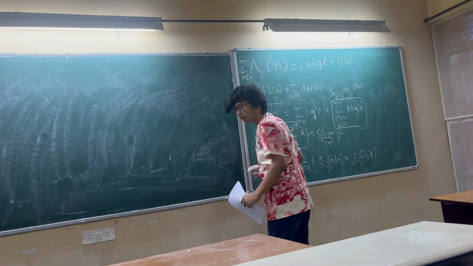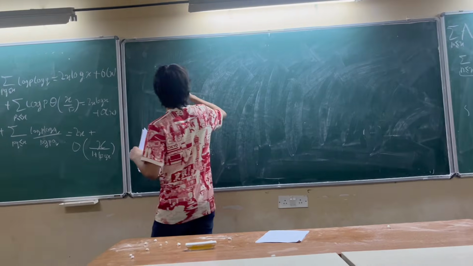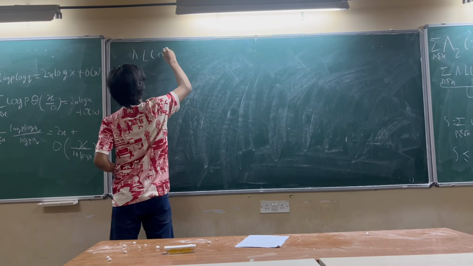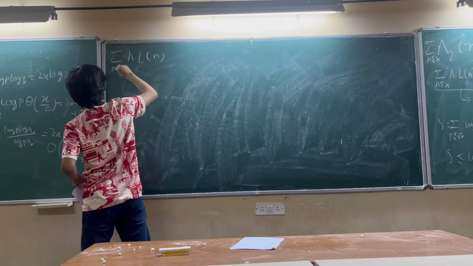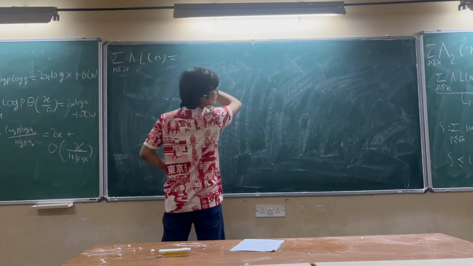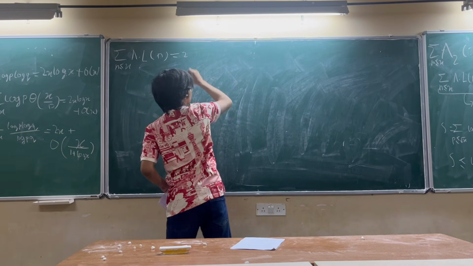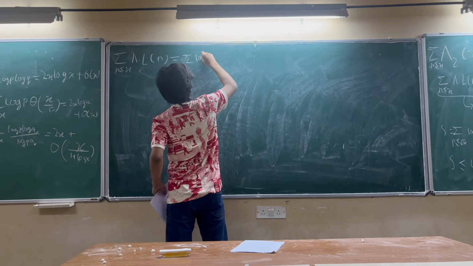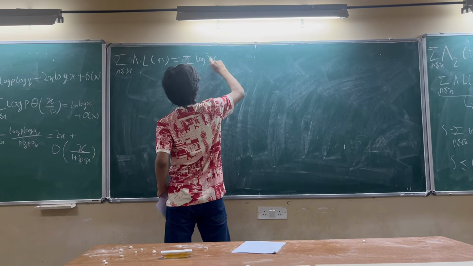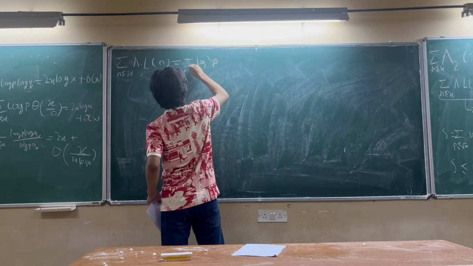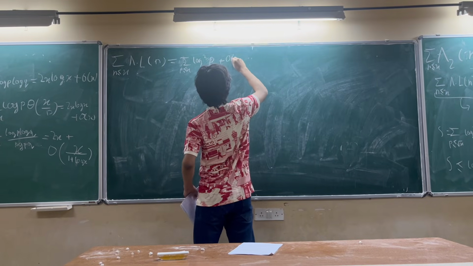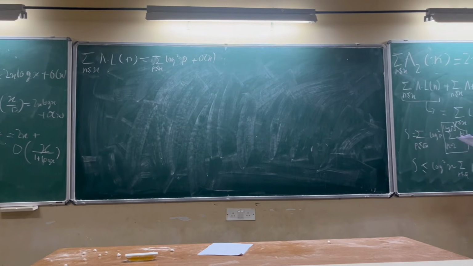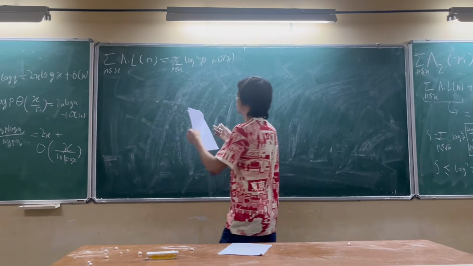I'll write it here. The first term, which was lambda dot L summation n less than equal to x, lambda dot L is in fact summation log squared p up to x plus something of the order of x. This is done. Now for the second part, we'll look at this thing.